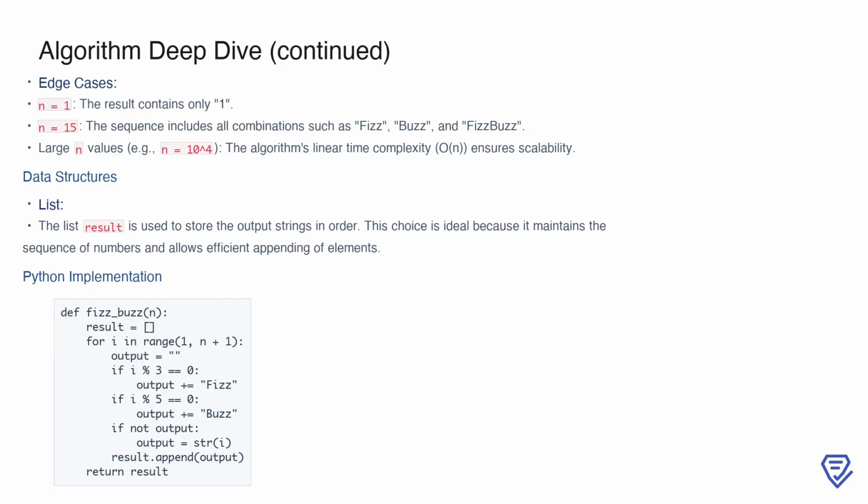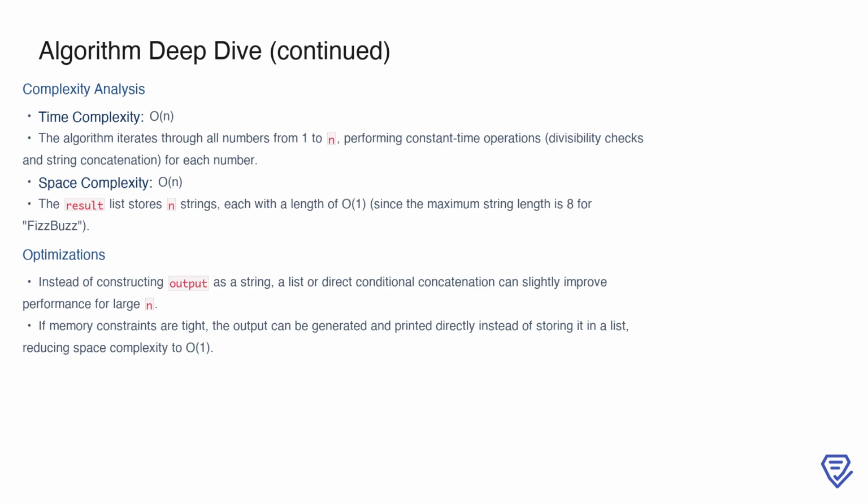Analyzing the complexity of the algorithm, we see that its time complexity is O(n). This is because the algorithm iterates through all numbers from 1 to n, and for each number, it performs constant time operations like divisibility checks and string concatenation. The space complexity is also O(n), since the result list stores one string for each number in the range, and each string has a constant maximum length of 8 characters for FizzBuzz.